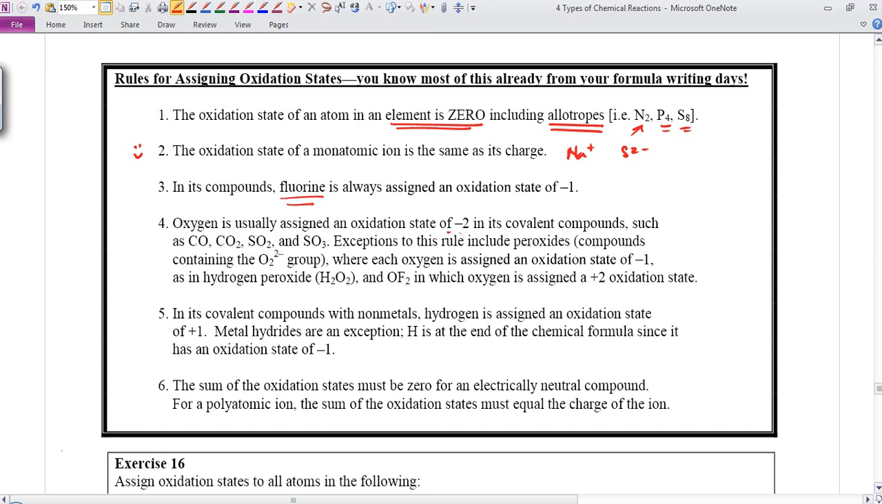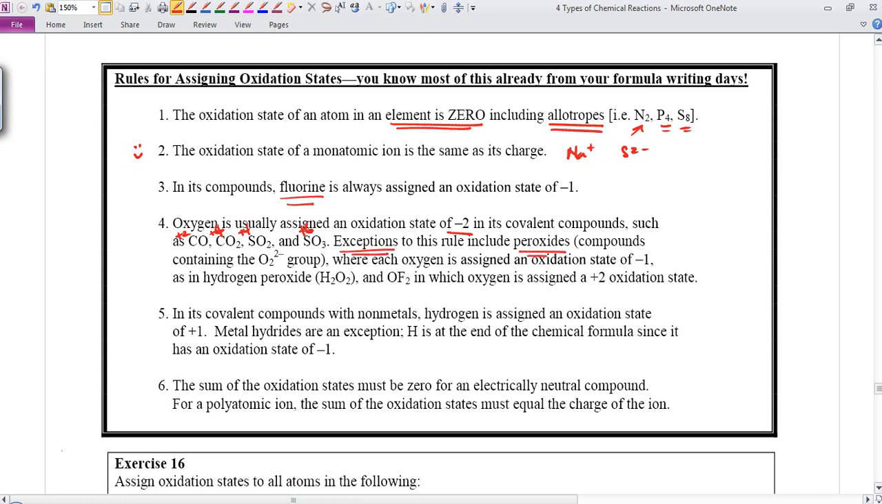Oxygen is usually assigned a -2. The word usually always means trouble is coming. So if you think about CO, CO2, SO2, and SO3, all of those we have assigned -2, so that means carbon is +2, carbon is +4, sulfur is +4. And here sulfur is +6.